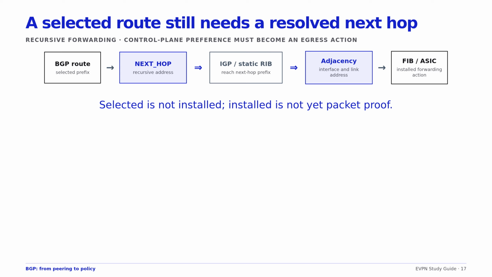If the next hop is unreachable, the BGP candidate may be invalid or may fail to install even though the neighbor remains established. This is the bridge between control plane and data plane. In an EVPN fabric, a remote VTEP address carried as a next hop depends on the routed underlay. Prove the selected BGP path, the recursive route, the adjacency, and the installed FIB entry separately.